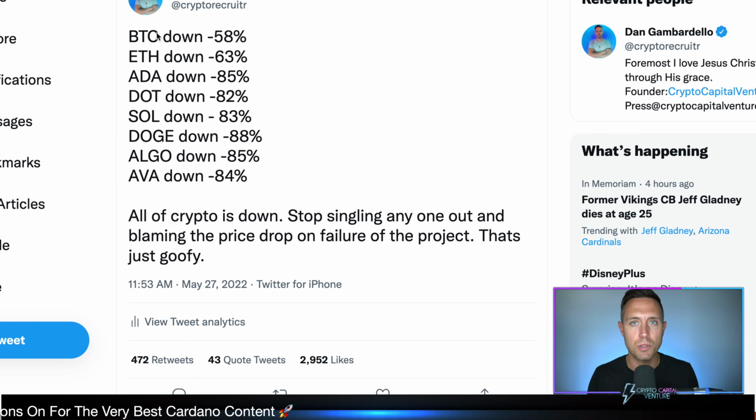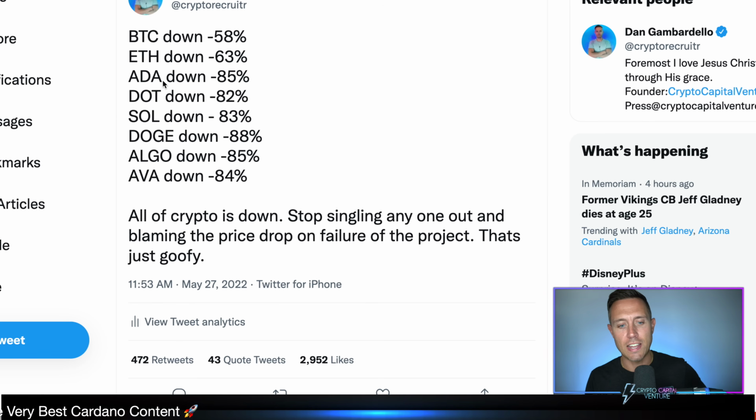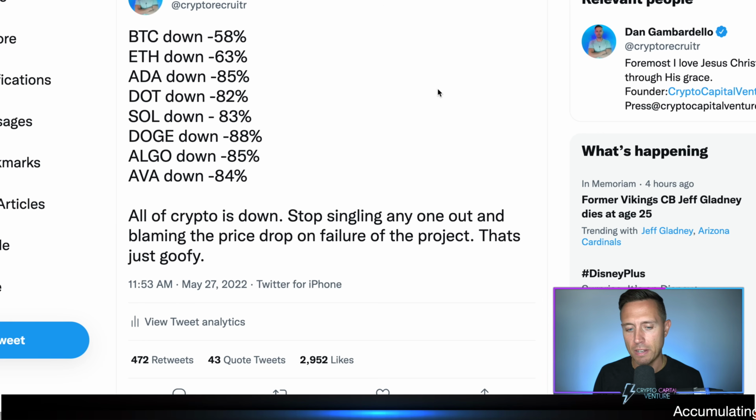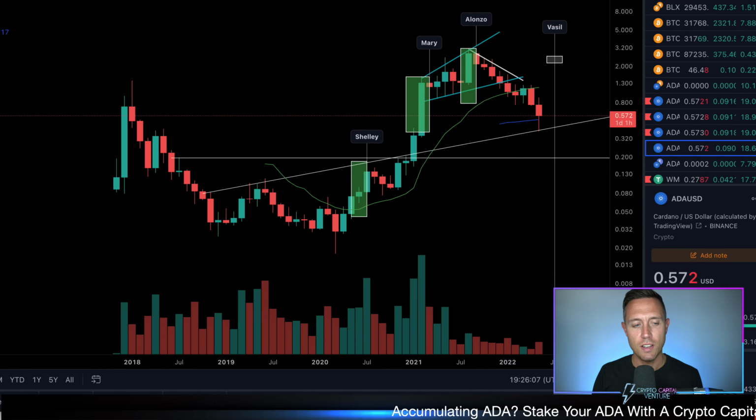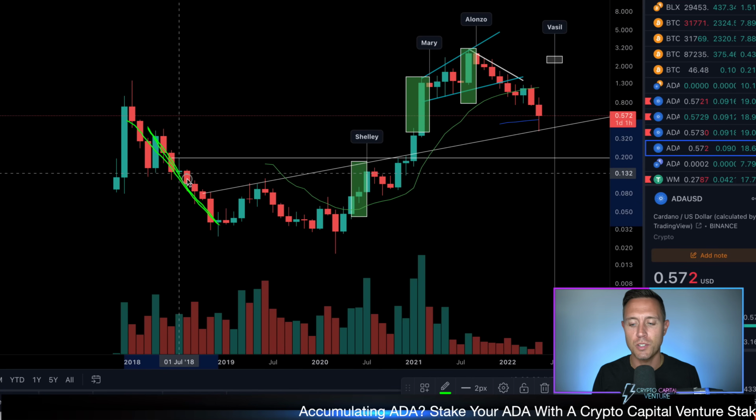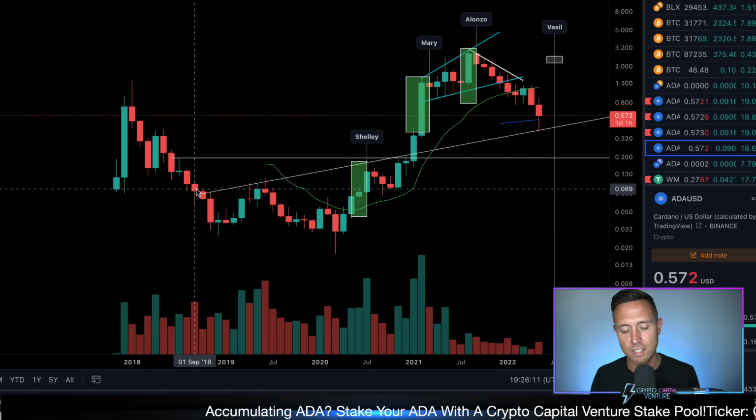ADA is more volatile than the two. And ADA is down just like DOT and Solana and Doge and Algo and, I meant, AVAX. But it is what it is, right? So if we go over now and we look at the chart, we start actually seeing it's very similar to the bear market 2018. It's very similar.